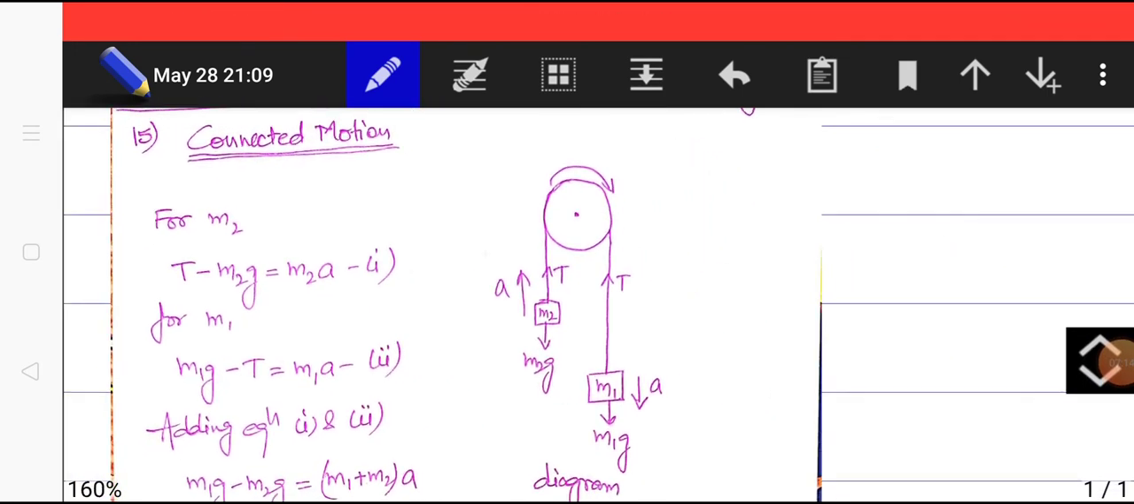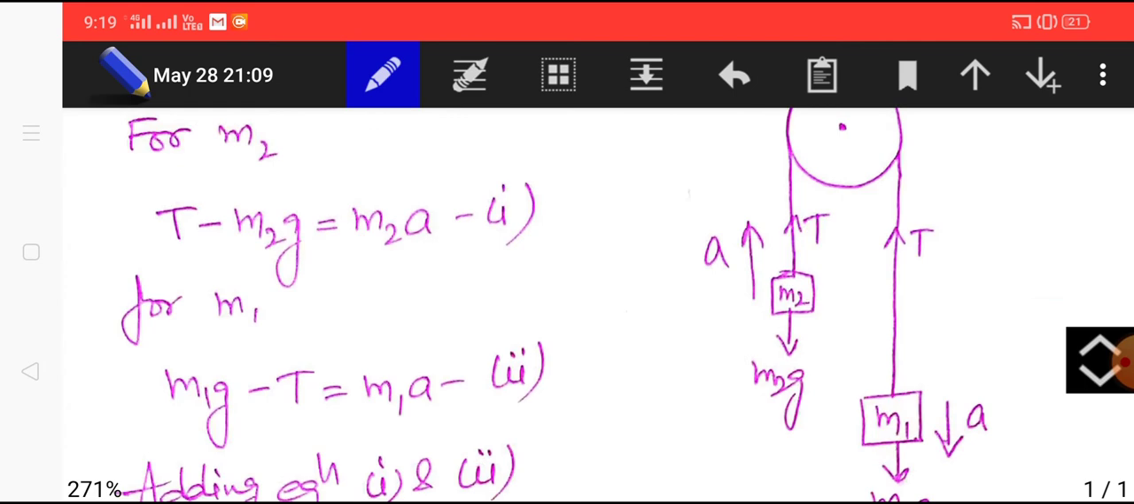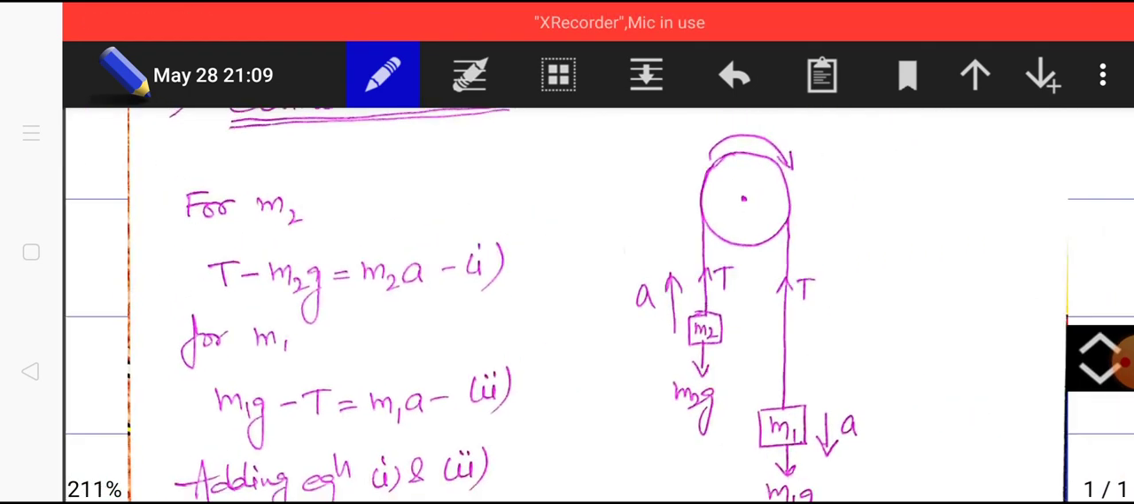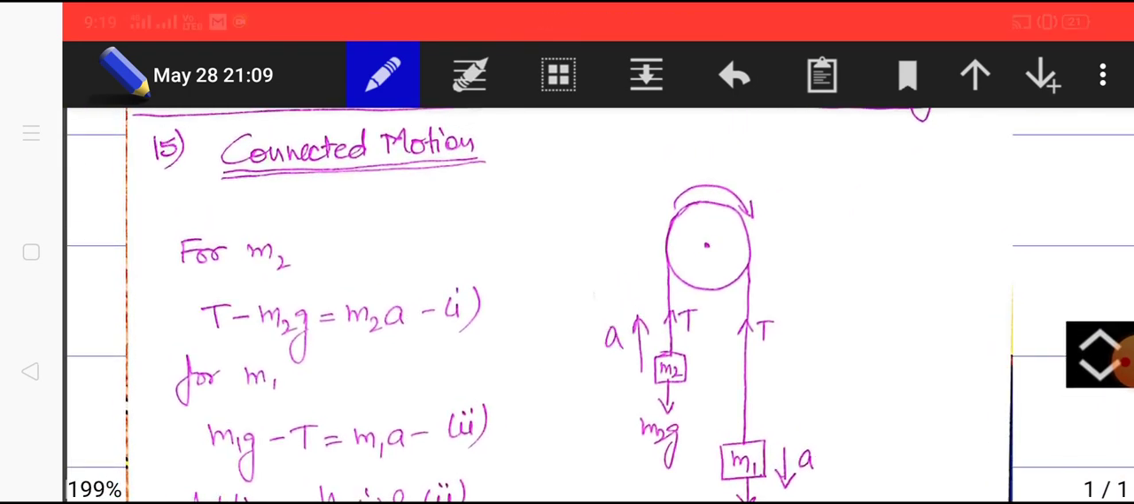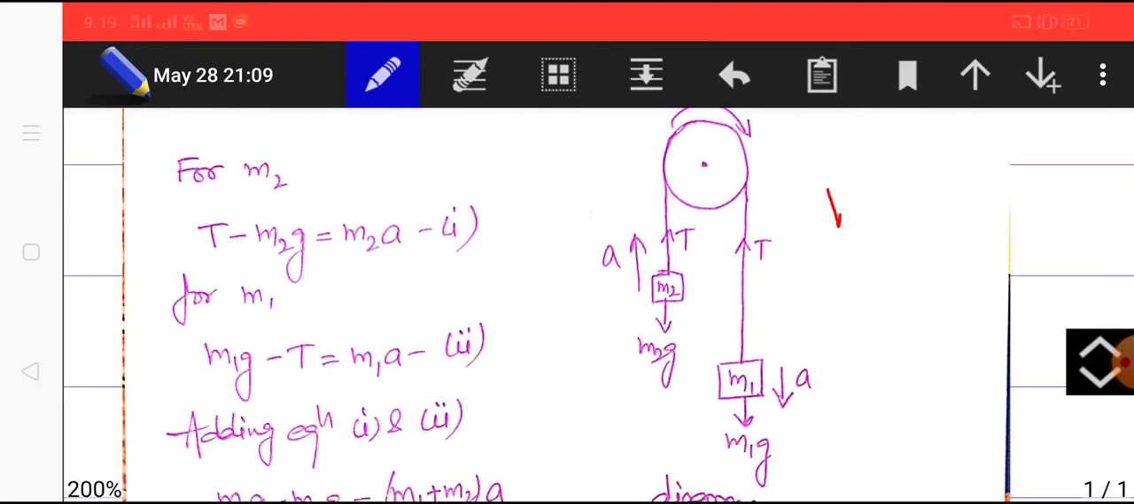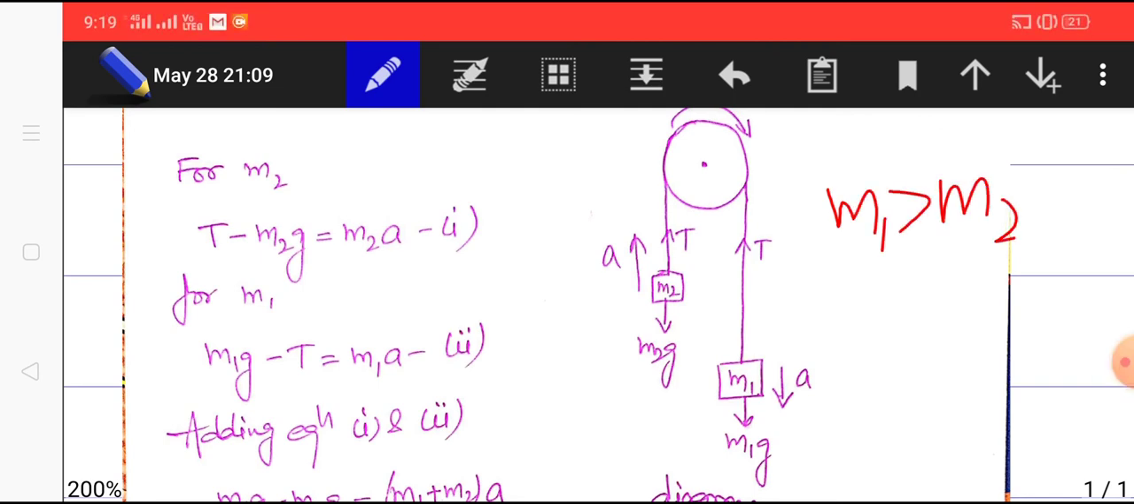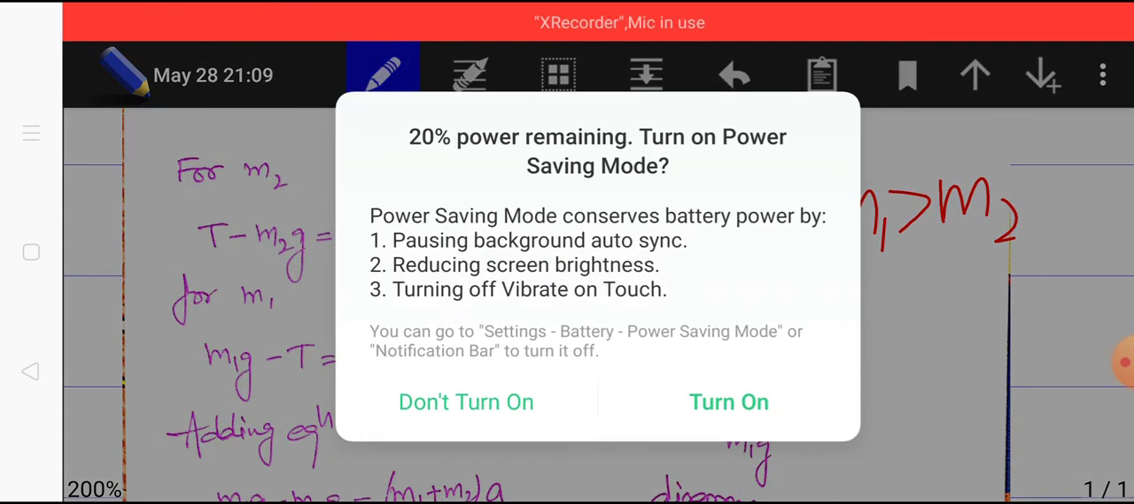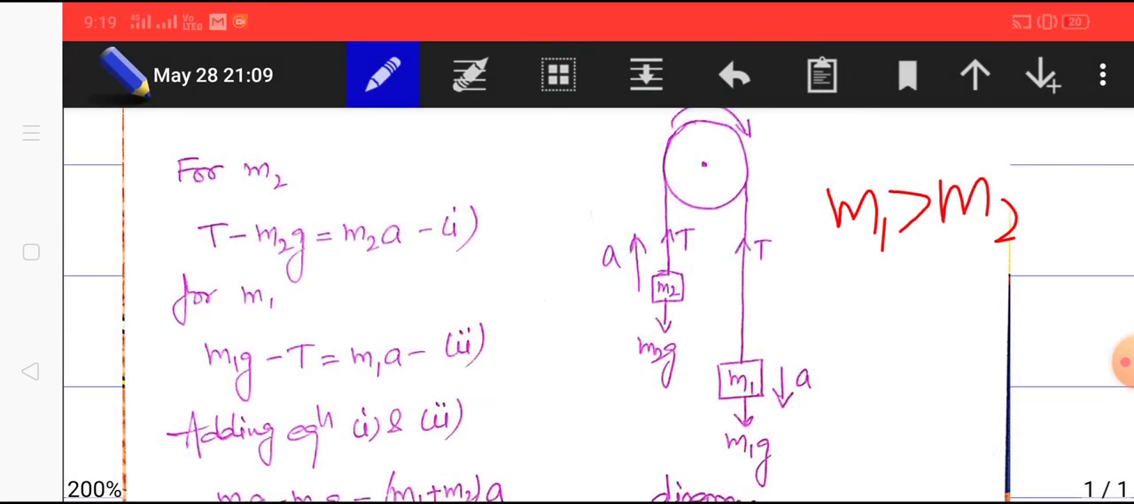Next topic is connected motion. It is quite easy, just pay attention, otherwise you will get stuck in this derivation. Consider an arrangement as shown in the figure where mass m1 is greater than m2. So m1 is going downward with acceleration a, and at the same time mass m2 is moving upward with acceleration a, as they are tied with the same string, and the tension in the string is T on both sides.